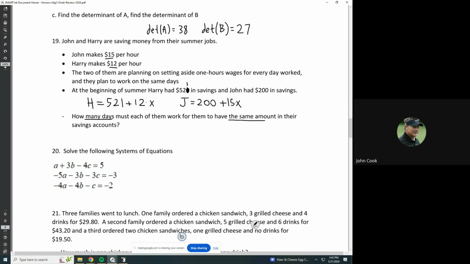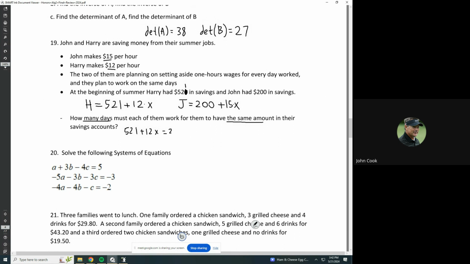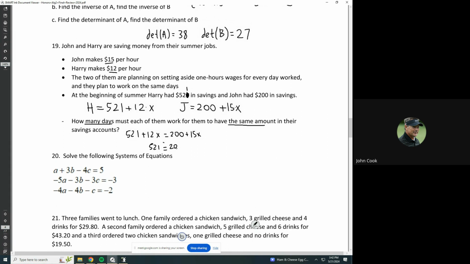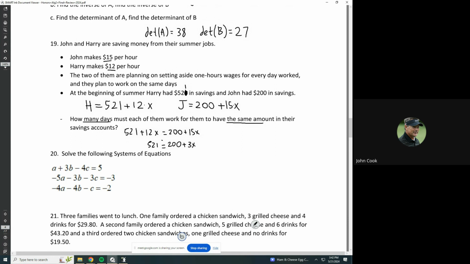So when they have the same amount, that's when the equations are going to be equal to each other. So we set the equations equal. 521 plus 12x is equal to 200 plus 15x. So, now you just solve it. So subtract 12x from both sides. 521 is equal to 200 plus 3x. Subtract 200 from both sides. 321 is equal to 3x. Divide both sides by 3 and you get 107. So the number of days that they have to work together is 107. So 107 days should be the amount.